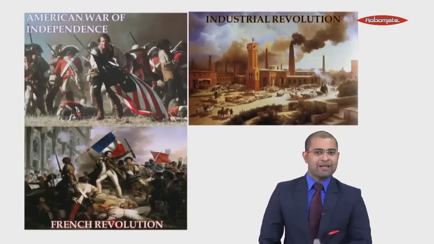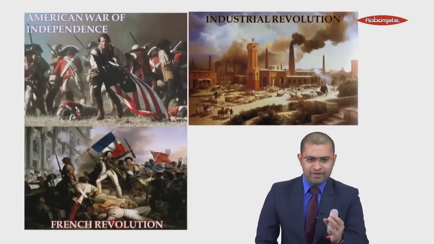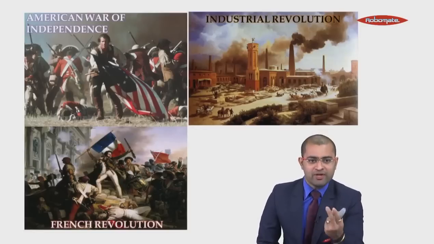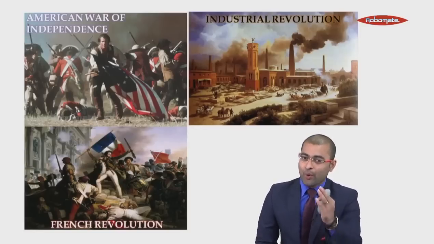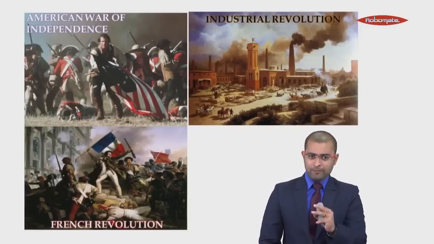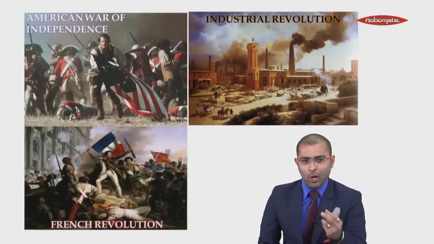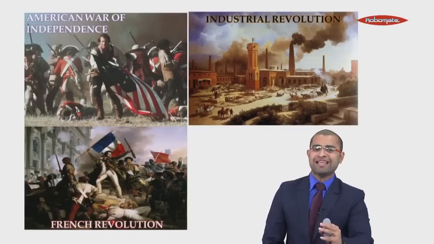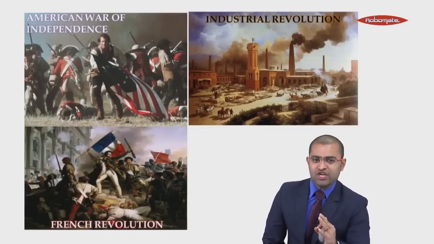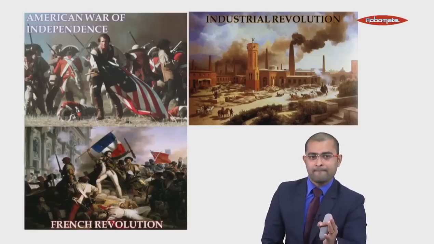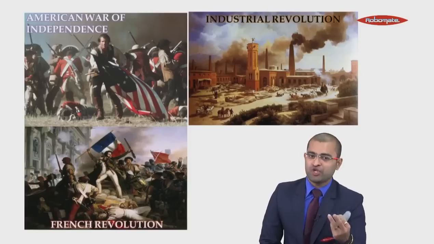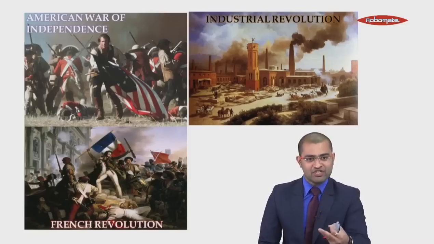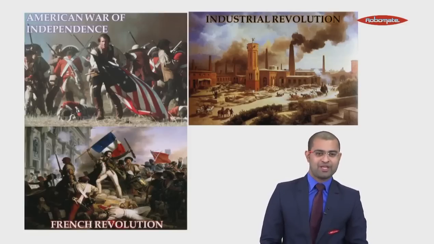What exactly happened in the American War of Independence? In the American War of Independence, 13 colonies fought against their own parent country, England. Whereas in the French Revolution, the French people fought against their own king, Louis XVI. Whereas in the Industrial Revolution, there was tremendous economic growth. There was a change in the method of production from man-made to machine-made. It means that machines replaced man-made products.